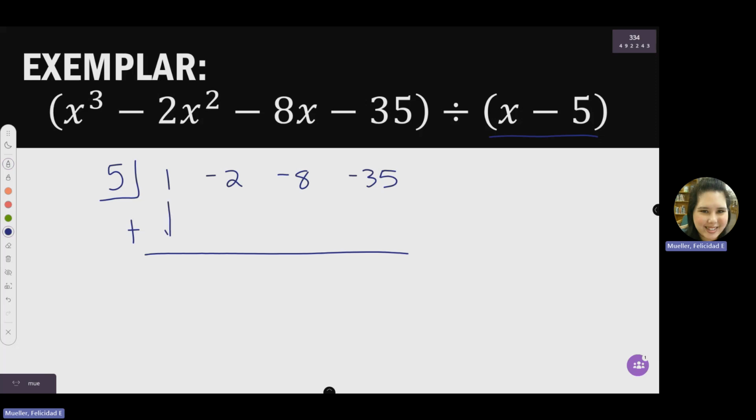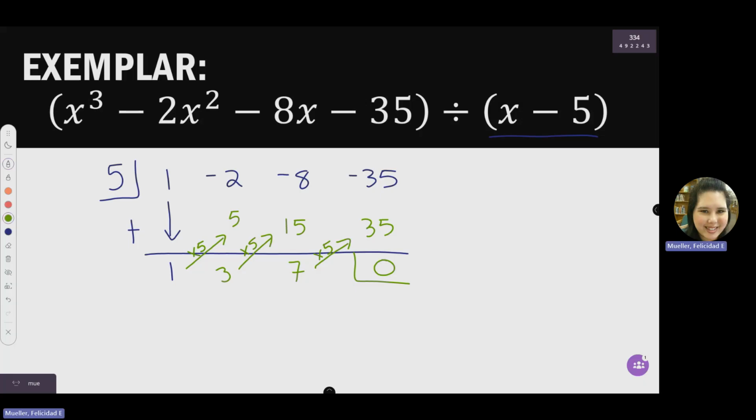Step 1 says bring down the 1. From here, we are going to multiply by the house number, so times 5, which is 5. We then add -2 plus 5 is 3. We're going to multiply by 5. 3 times 5 is 15. -8 plus 15 is 7. We're going to multiply by 5. We get 35. -35 plus 35 is 0.